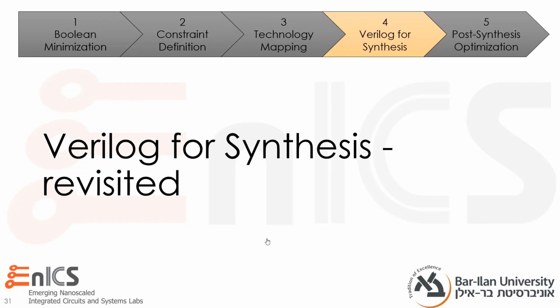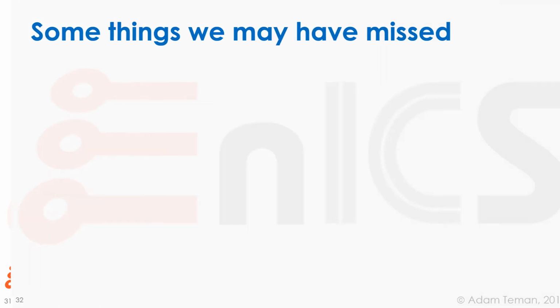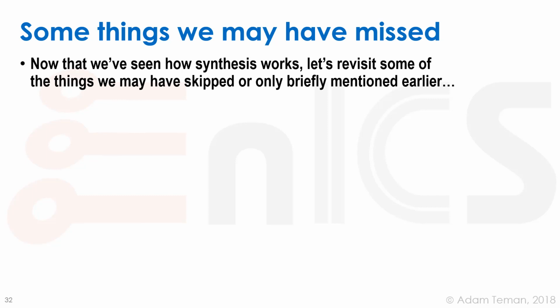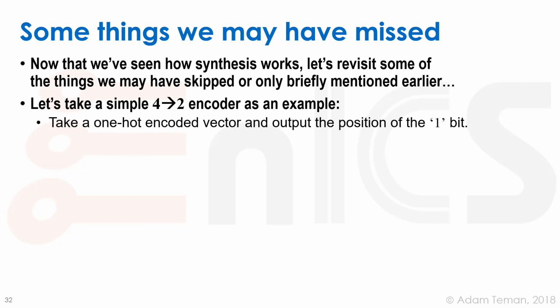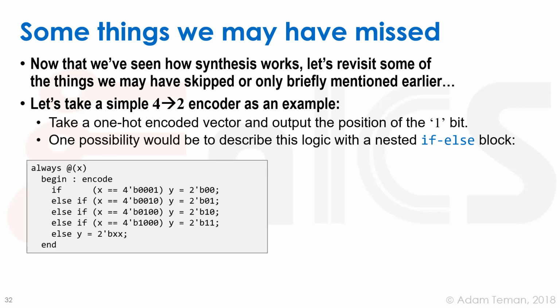Okay, now that we know how synthesis basically works, we can go revisit how we write Verilog for synthesis. So there are some things that we may have missed. We now see how synthesis works, so let's revisit some of the things we may have skipped or briefly mentioned earlier. For example, let's take a 4-to-2 encoder. Remember that an encoder takes a one-hot encoded vector and outputs the position of the 1 bit in binary encoding.